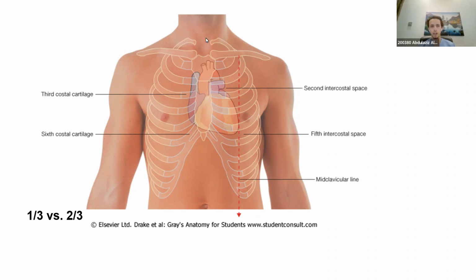Okay, yes, it helps in locating the ribs. It's an important landmark to locate the ribs. Okay, that's correct, yes. Locating the number of the ribs or the position, you could say.